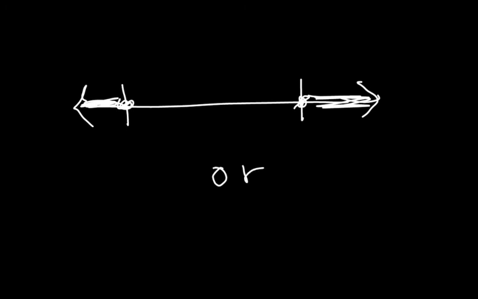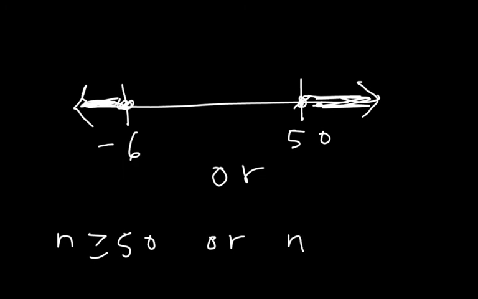Something like this, going this direction, and going this direction. I don't even have to assign the values yet, because as soon as you see something like this, you'll know that it's an or. There's a space in the middle, so we'll call this -6, and we'll call this 50. So the number is either greater than or equal to 50, and then we just use the connecting or. The number is, and here you can mix your symbols, less than or equal to -6, and that's how you describe this section.